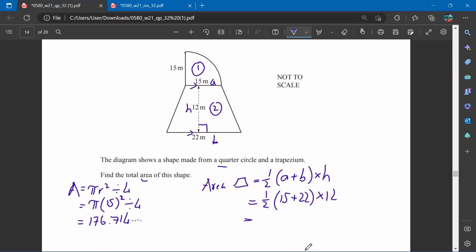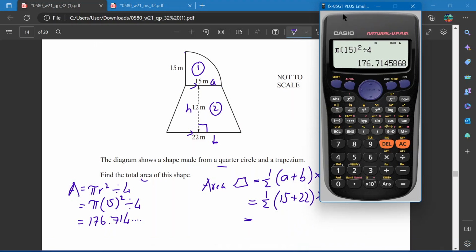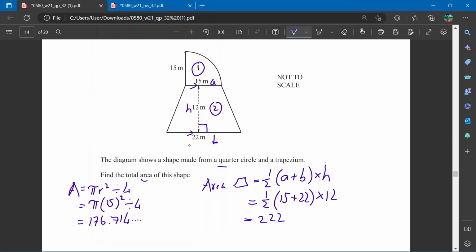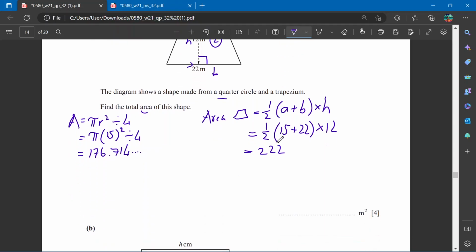Let's put that in the calculator, save ourselves some time. You can put a half as 0.5 to save some time if you want. 15 plus 22 times 12. Oh, nice. 222. Of course, to get the final answer, we're going to add these two together.